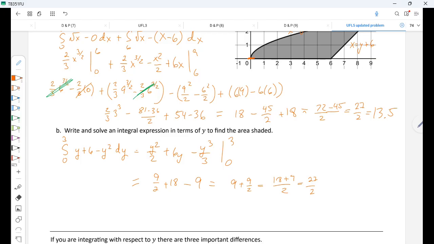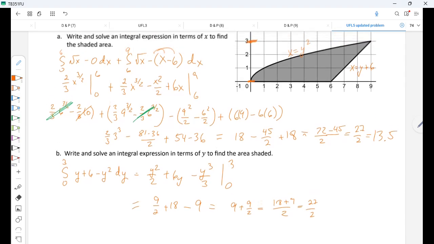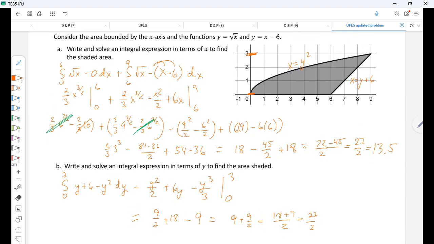Well, that was easier. Nice. Yeah. No need to raise 6 to the 3 halves power. Okay. All right.